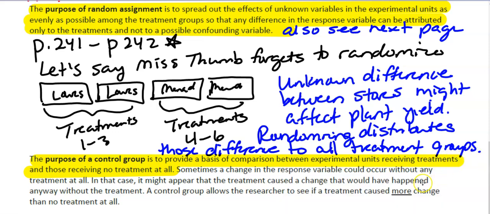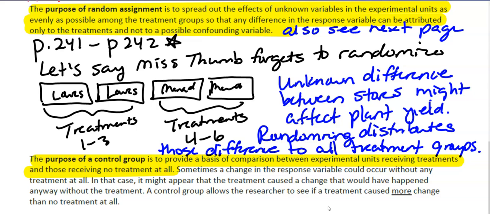The purpose of a control group is to provide a basis of comparison between experimental units receiving treatments and those receiving no treatment at all. A control group is a group that is not receiving a treatment. So if you're talking about these plants, that would be the group of plants that's receiving no fertilizer and is not being pruned. Now, why do we need a control group?